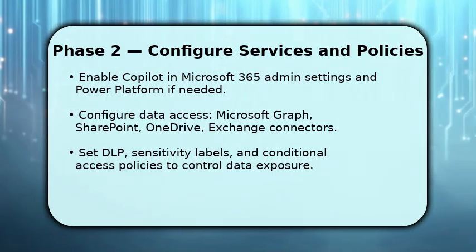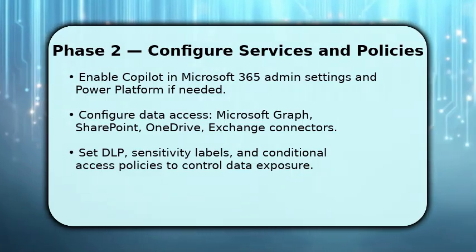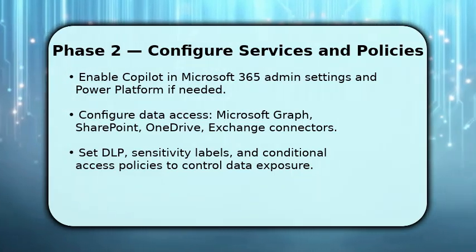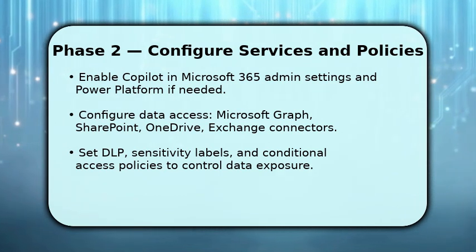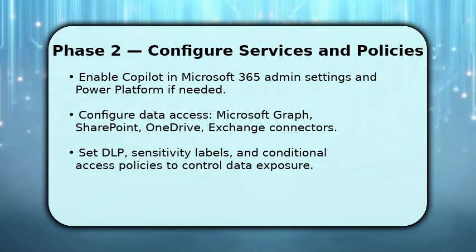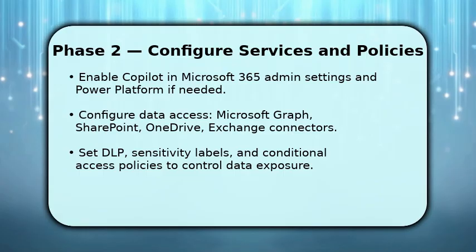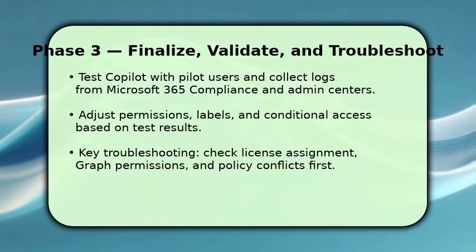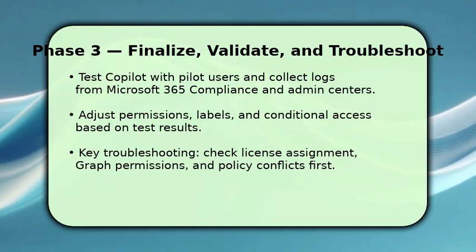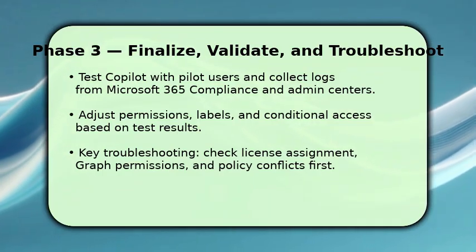Simultaneously, apply data loss prevention and sensitivity labels so Copilot respects governance. Make sure policies align with compliance requirements, because Copilot surfaces organizational data, and proper labels and conditional access. Finish by running a pilot. You assign a small group of users, test typical queries in Word, Excel, Teams, and capture activity logs.